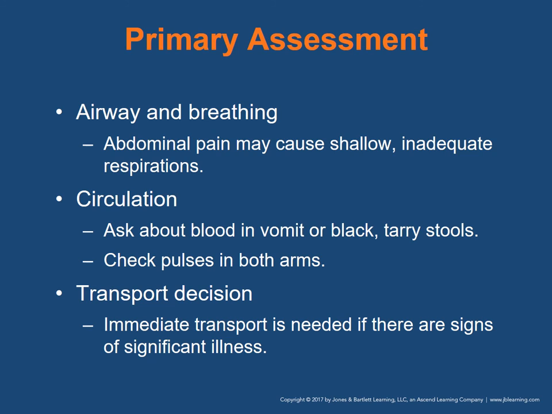Circulation. Ask about blood in the vomit, which is hematemesis, or black tarry stools. That's the melena that we keep talking about for an upper GI bleed. Check pulses in both arms.